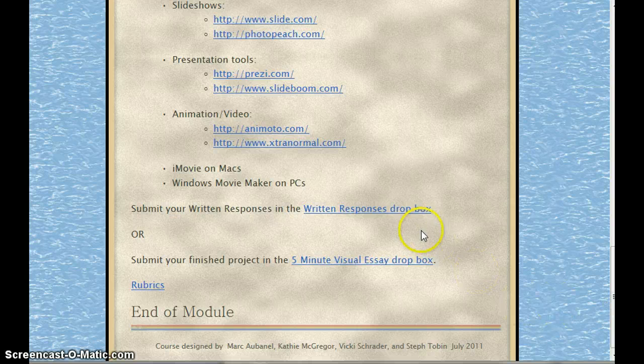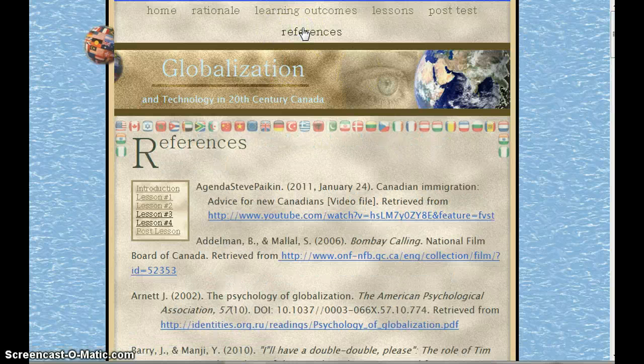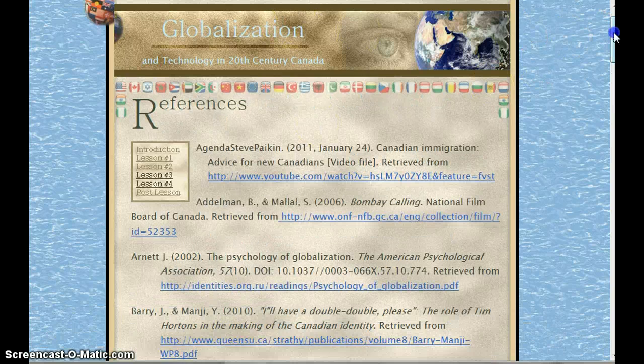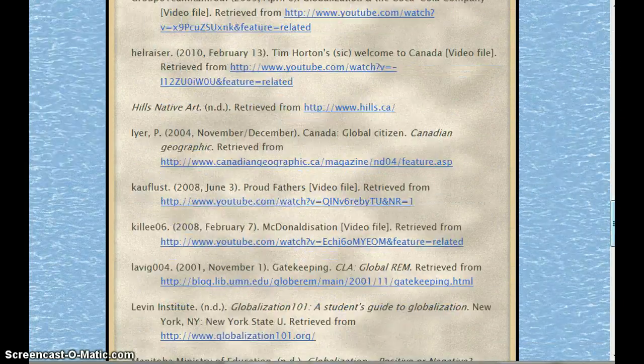End of module. There's the rubrics, drop boxes, and a couple of the links. So we have, of course, our references.